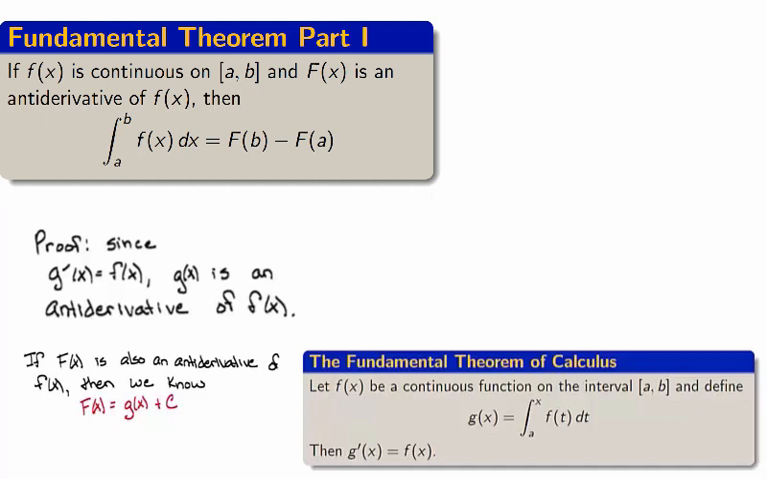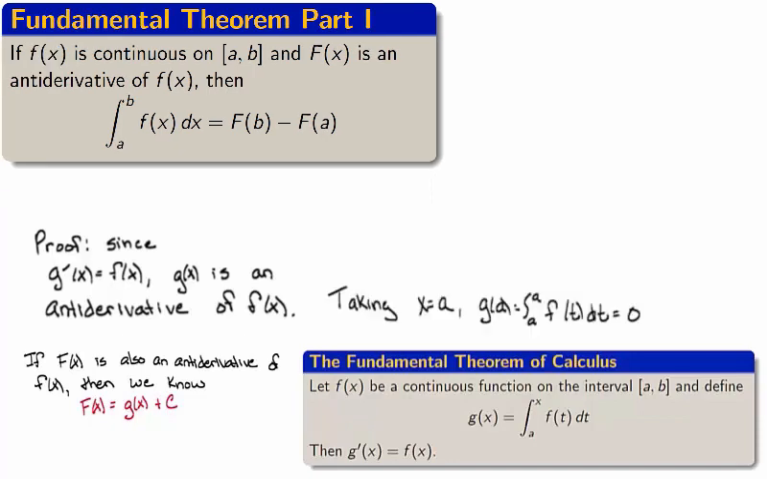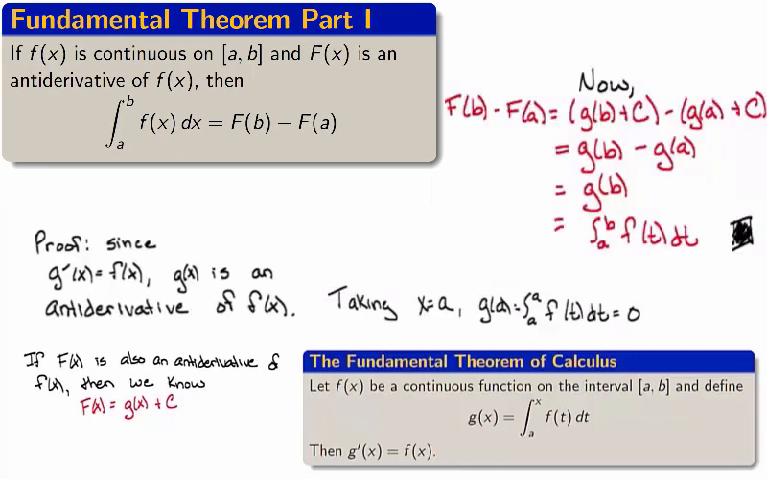In other words, taking an antiderivative big F of little f, we can write big F as g of x plus a constant c. Now, big F of b minus big F of a can be written as g of b plus c minus g of a plus c. Canceling the c's and using the fact that g of a is 0, this follows because g of a represents a definite integral on a zero-length interval, integrating from a to a.